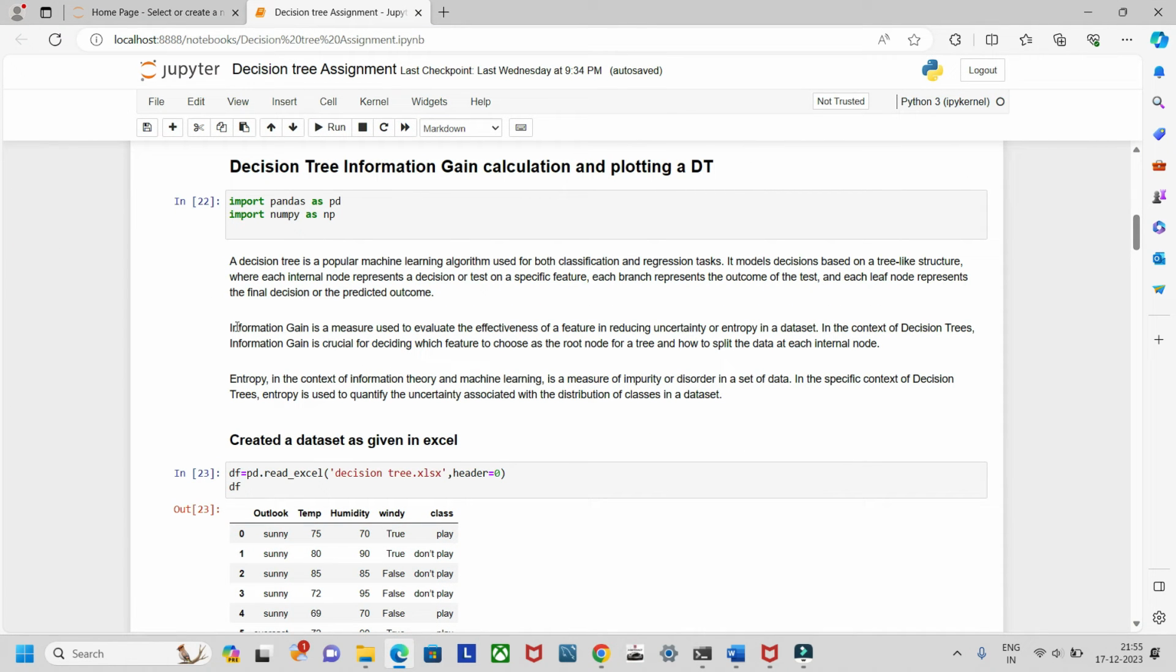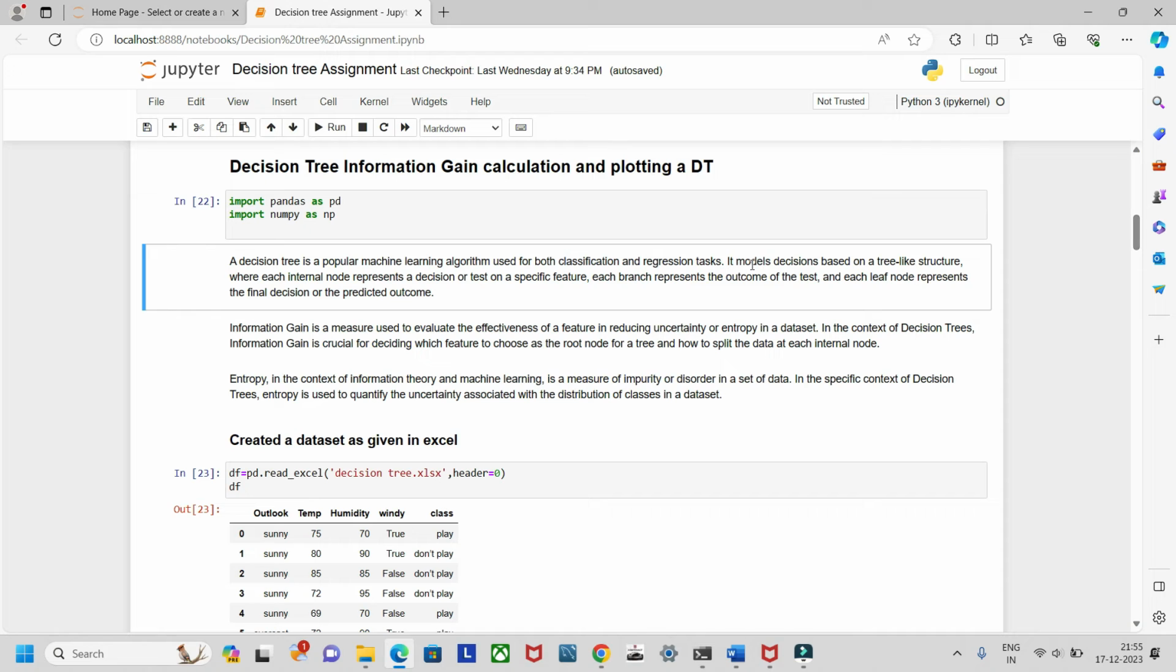So basically we are going to understand the decision tree concepts, or the important concepts like information gain and entropy. Before going ahead, let's understand what the decision tree is. A decision tree is a popular machine learning algorithm used for both classification and regression tasks. We are going to calculate the entropy here using classification, not regression, just the classification.